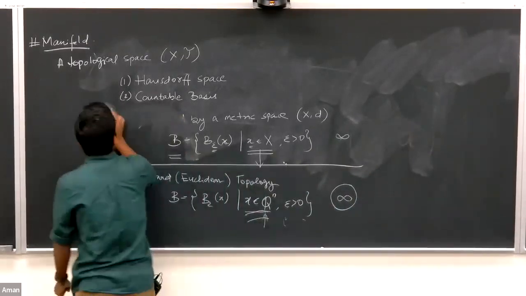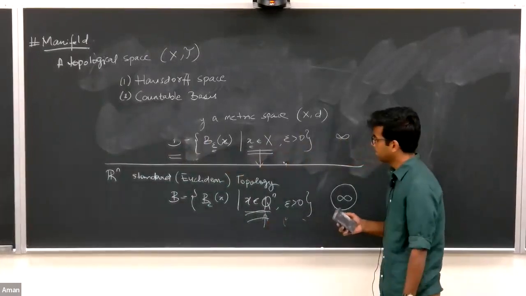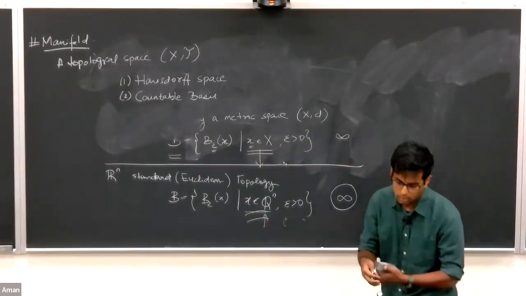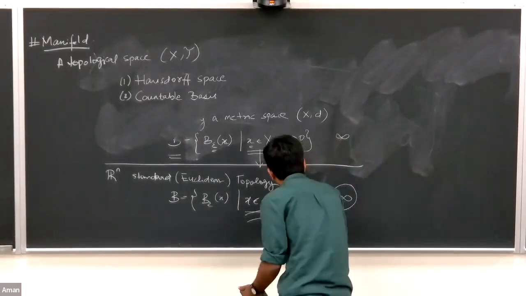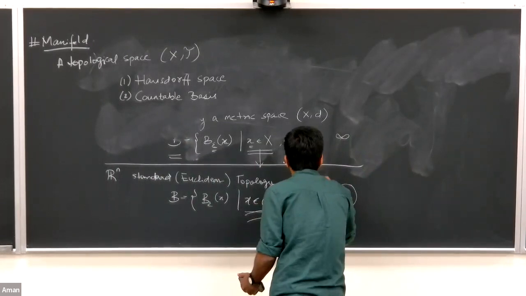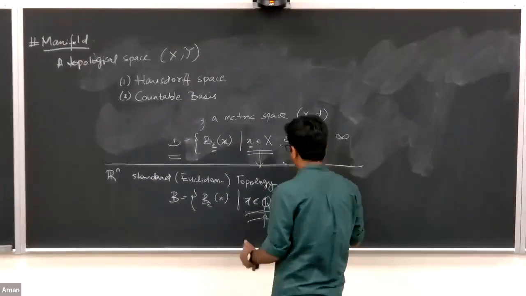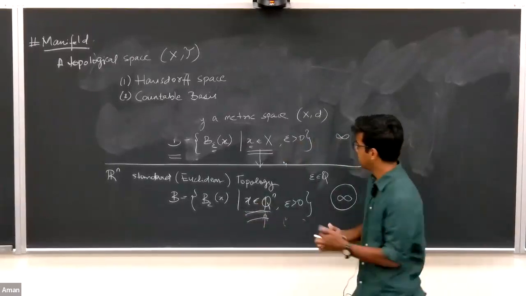Go ahead. I think epsilon also has to be rational, right? Yeah, exactly. We don't have uncountable epsilons. So both x and epsilon are then rational numbers, right?